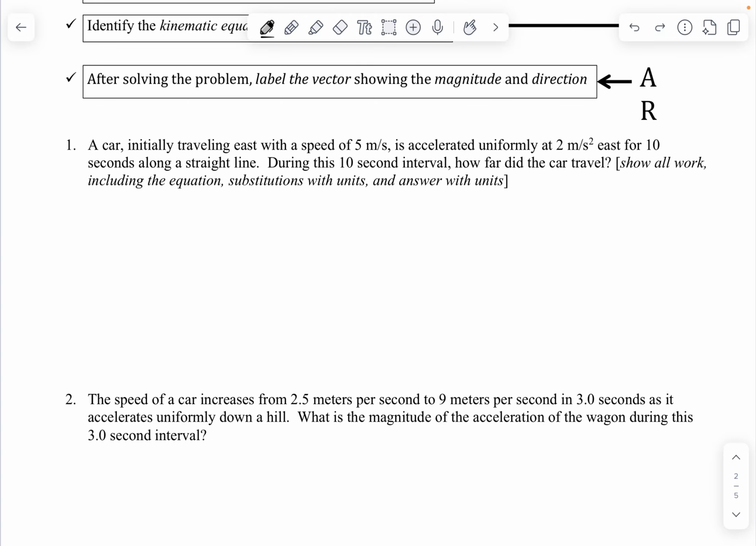A car initially traveling east with a speed of 5 meters per second is accelerated uniformly at 2 meters per second squared east for 10 seconds along a straight line. During this 10-second interval, how far did the car travel?